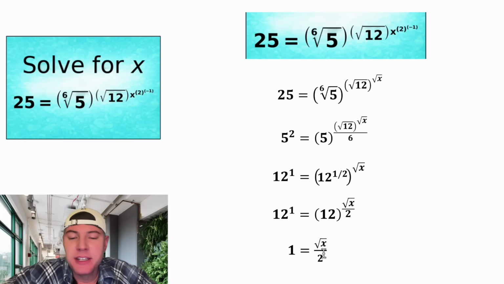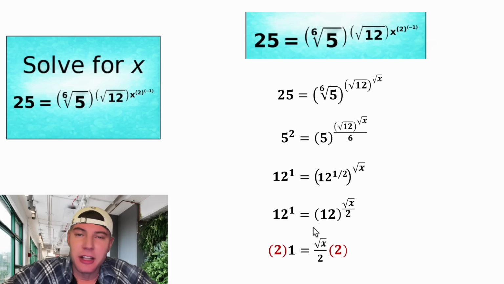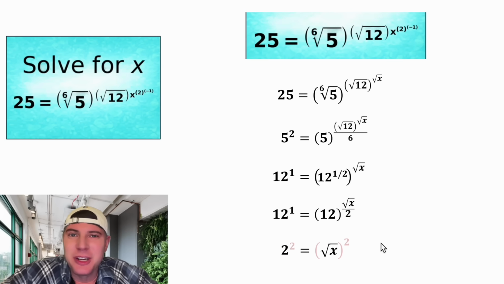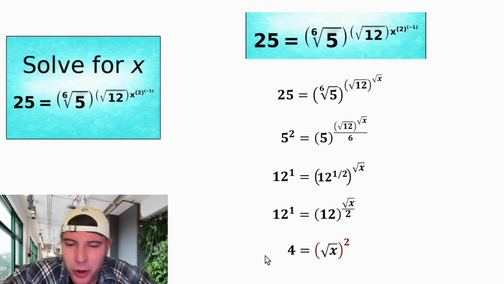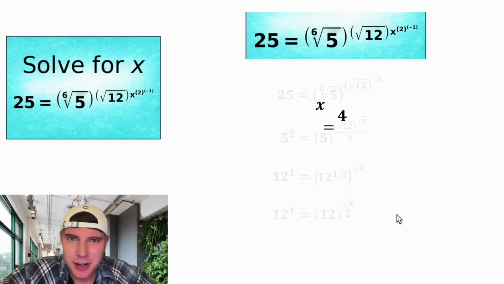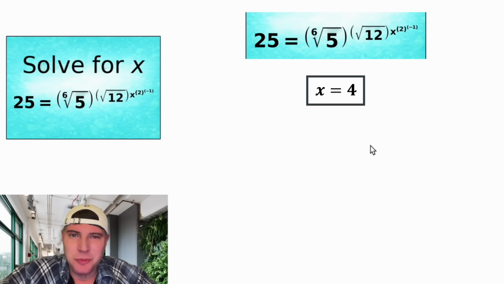So now we have 1 is equal to the square root of x divided by 2. To get rid of the denominator, we can multiply both sides of the equation by 2. On the left-hand side, 2 times 1 is equal to 2. And on the right-hand side, the 2's are going to cancel each other out, leaving us with the square root of x. And now to get rid of the square root, we can square both sides of the equation. On the left-hand side, 2 squared is equal to 4. And on the right-hand side, the square root and the square are going to cancel each other out. And now we have x is equal to 4. That is the answer to our question. Let's put a box around it.